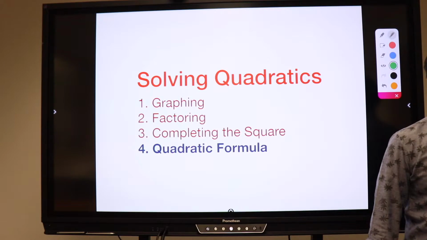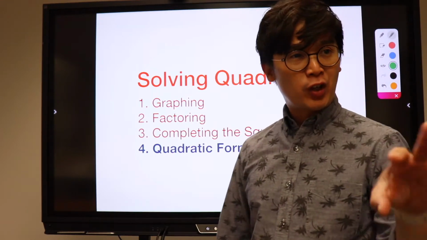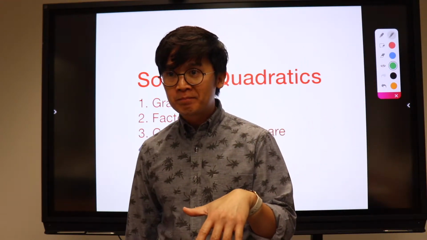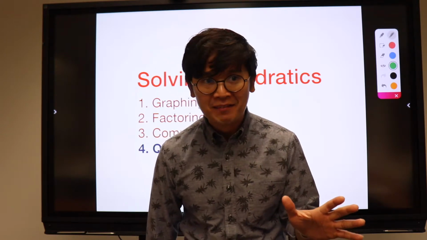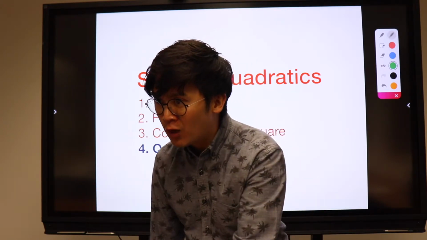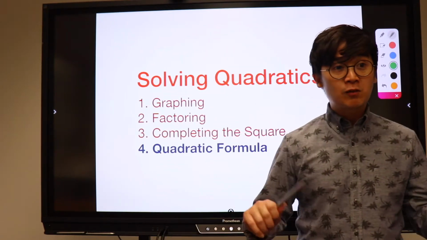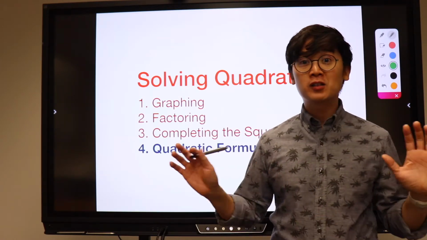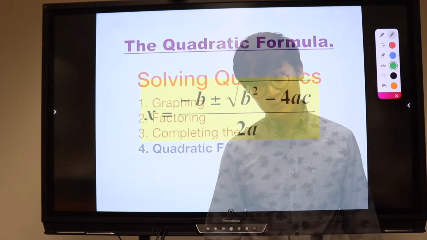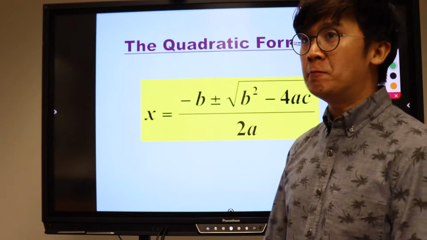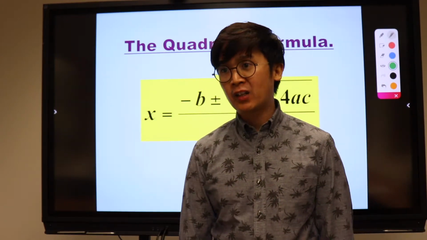This is the last method that we can use in solving for x. Have you heard about the quadratic formula? Have you used it before? Yes. Do you remember what the quadratic formula is? X equals -b plus or minus square root b squared minus 4ac all over 2a. Yes. Unfortunately, you need to memorize your quadratic formula.